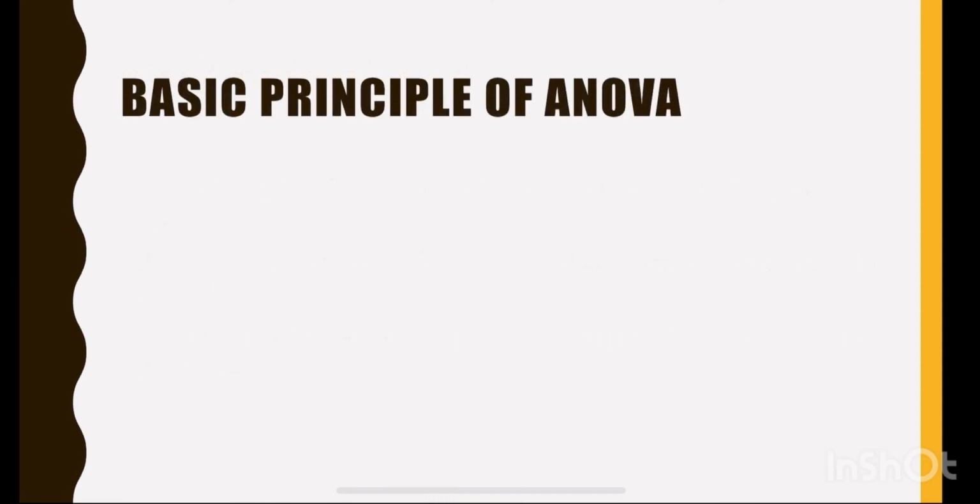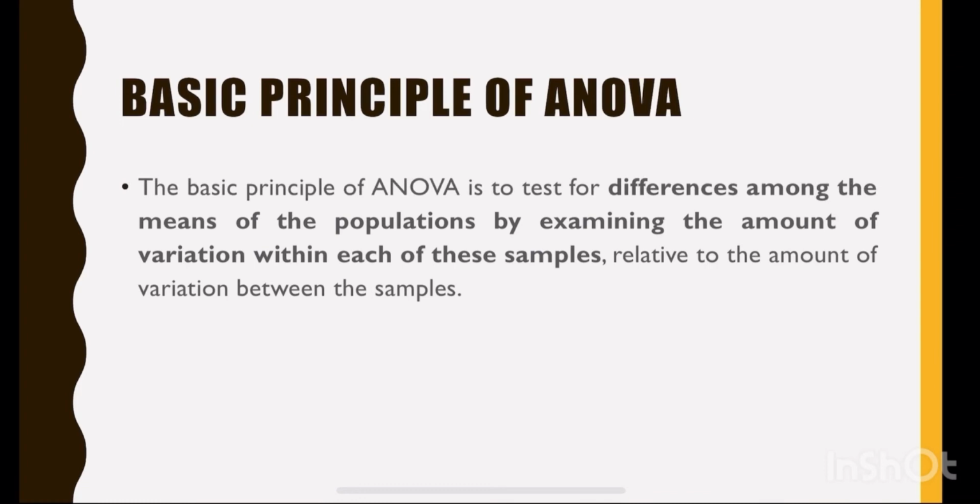Basic principle of ANOVA. The basic principle of ANOVA is to test for differences among the means of the populations by examining the amount of variation within each of these samples relative to the amount of variation between the samples.